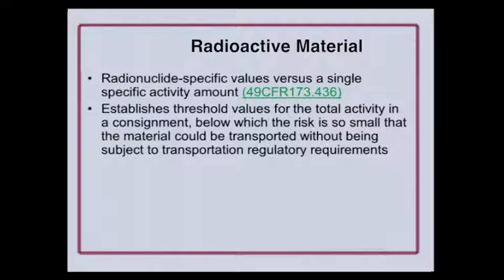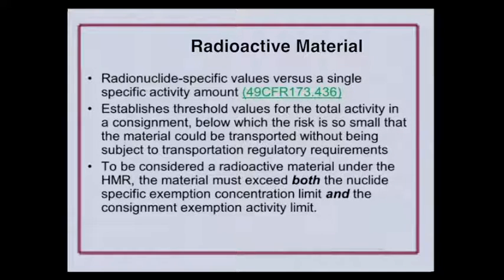Now, which one do you use? You use them both. Regulations tell you that it has to satisfy both levels. It gives you a level per radionuclide and a level per consignment. And to be considered a radioactive material under the HMR, remember, this is the DOT regulation definition, the material must exceed both the nuclide specific exemption and the consignment exemption.